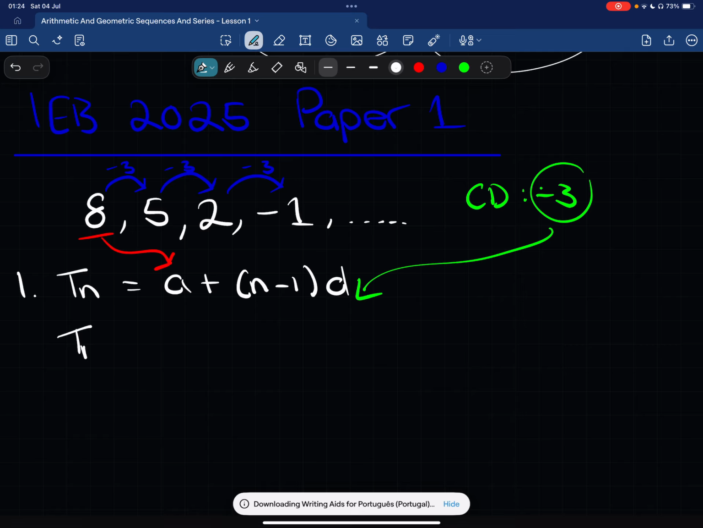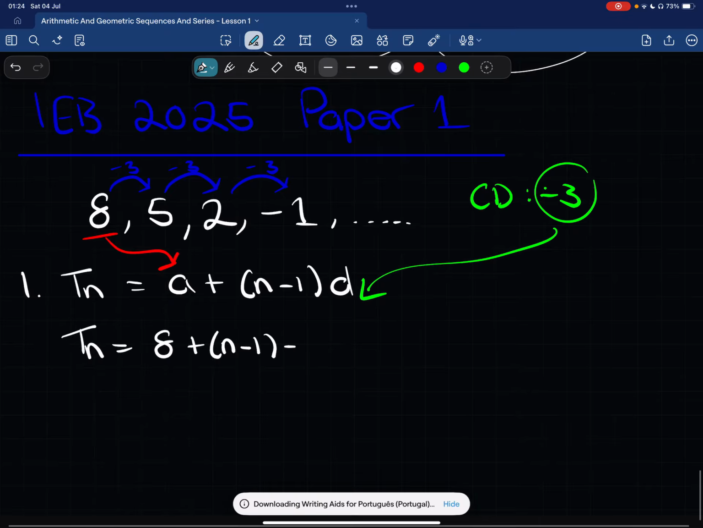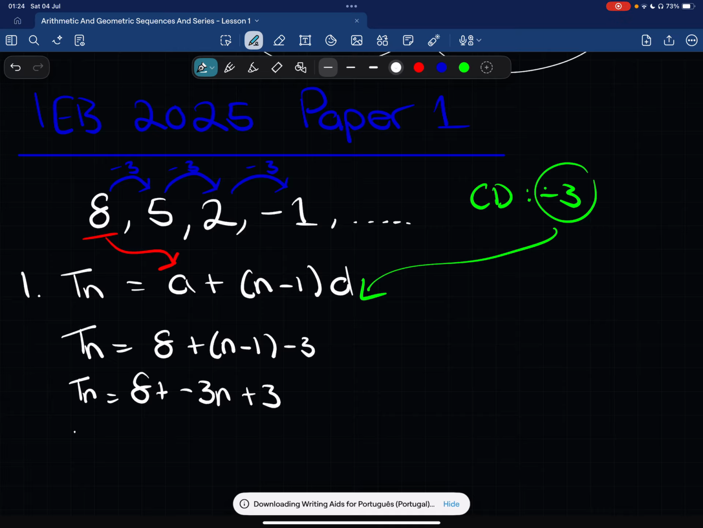So now we can say Tn is equal to 8 plus n minus 1 multiplied by -3. Tn will equal 8 plus -3 times n is -3n, and then -3 times -1 is +3. Therefore, Tn will equal -3n plus 8 plus 3, that is +11, and this is your final answer.